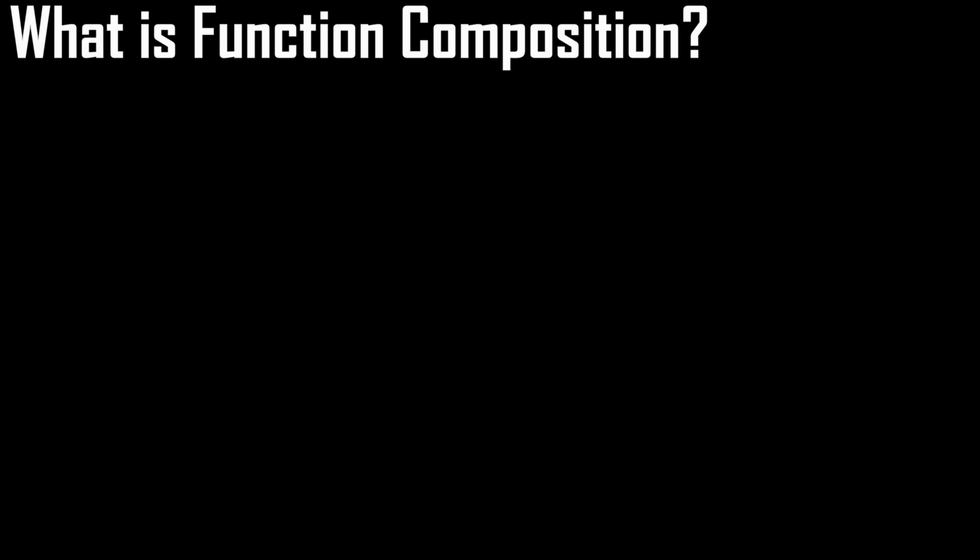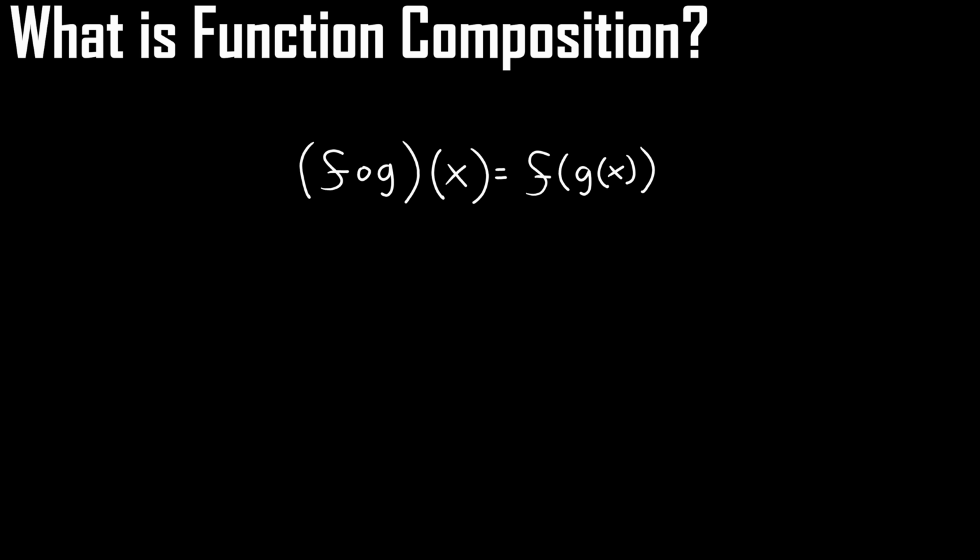Let's first cover what is function composition. So let f of x and g of x be functions. Then the composition would be written as f of g of x equals f of g of x. That means you plug x into g first, then plug that output into f. It's like feeding the result of g into f.